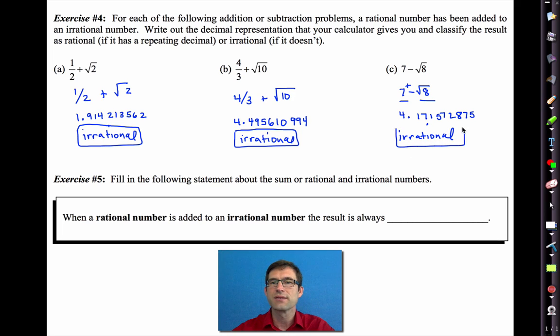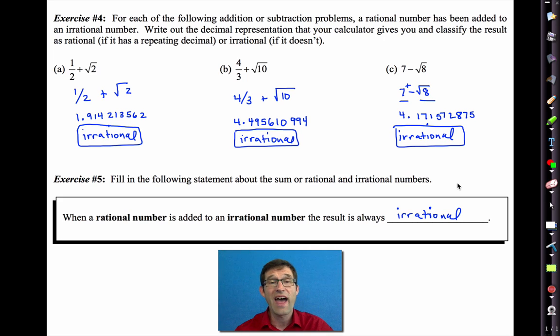And this is not a coincidence. In fact, we can state this as a general principle. When a rational number is added to an irrational number, the result is always irrational. All right? Which is kind of cool. It sort of makes sense to me from that decimal idea. Especially if I took a terminating decimal and I added it to one that was non-repeating and non-terminating, to me it makes sense that it would be non-repeating and non-terminating. So when I add a rational number to an irrational number, the result is always irrational.